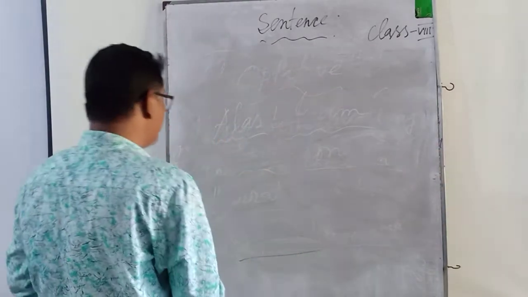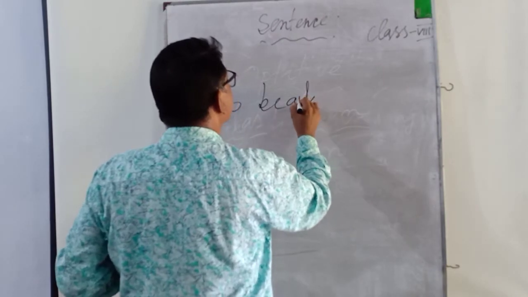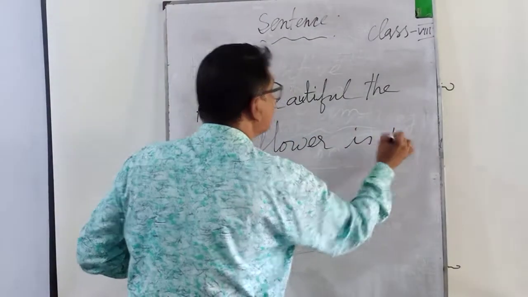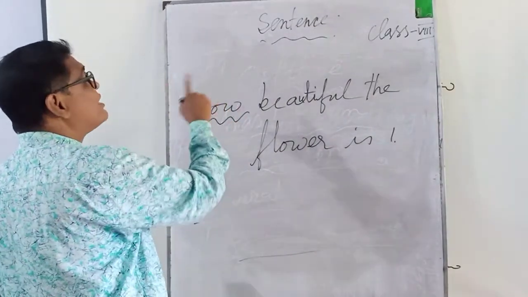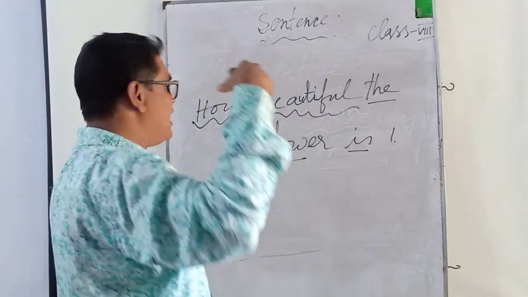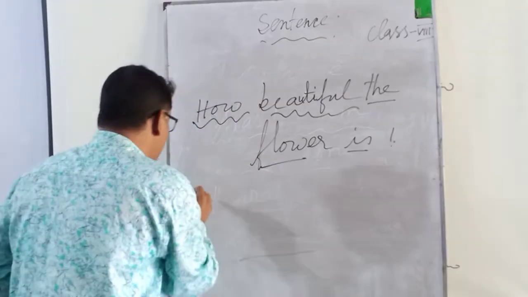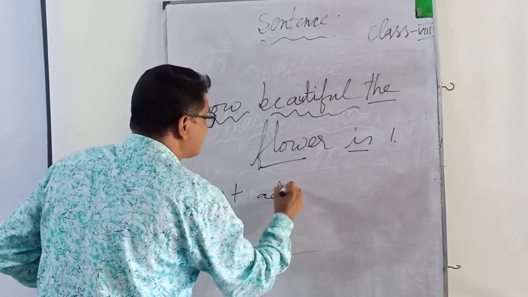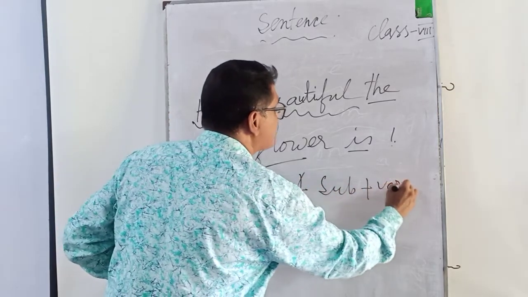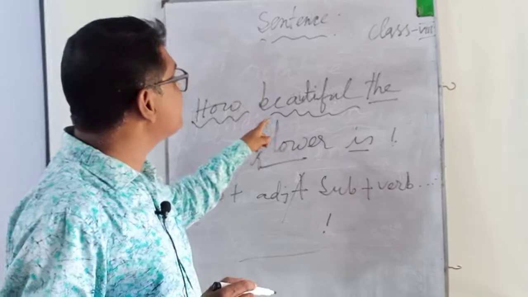We can form an exclamatory sentence in different ways. Suppose, How beautiful the flower is. Here how is an adverb, beautiful is an adjective, and the subject and verb are used in the last part of the sentence. Last of all there is a note of exclamation. So how plus adjective plus subject plus verb. If any sentence is formed in this way, then we should say this is an exclamatory sentence.